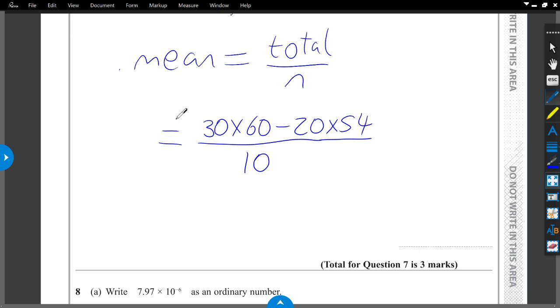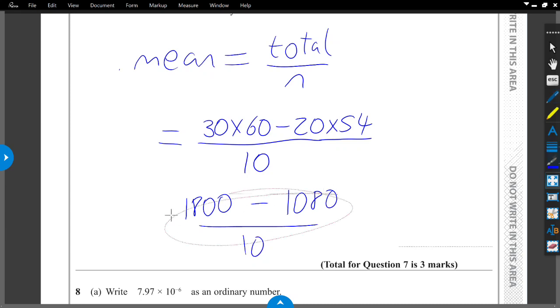Now I could, if I wanted to, do 30 times 60. That gives me 1,800. 3 times 6, that's 18. I'll basically times both of these terms by 10. So in total, this is going to be times by 100. And I could also do 20 times 54 if I wanted to. So I'm going to do 10 times 54, that gives me 540. Times that by 2, I get 1,080. Subtract those, divide by 10. You get the idea. We're going to get a result, but there's a shortcut we can do here.